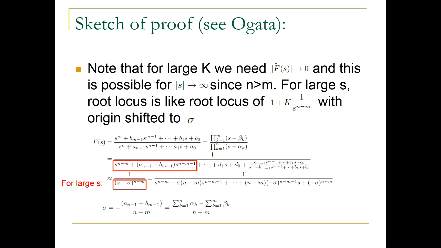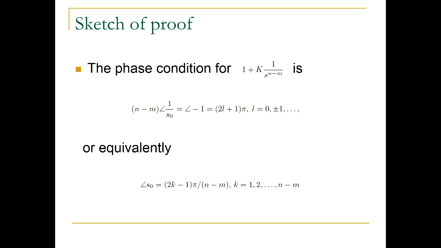And this is where these sums of alpha k's and beta k's come from. Now this n minus m comes from the fact we are also trying to rewrite everything as 1 over (s minus sigma) to the power n minus m. Sigma can be calculated like this. This is simple algebra. Then for large s, roughly f of s would behave in this way. Sigma is given by this formula, and now the angles we will need to determine in the next step. So the phase condition for 1 plus k over s to the power n minus m is given by this.